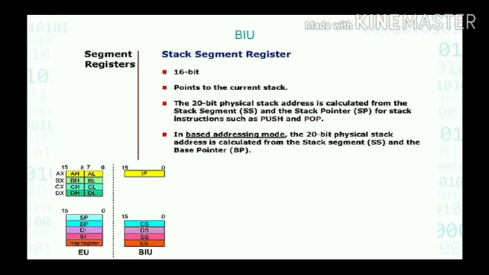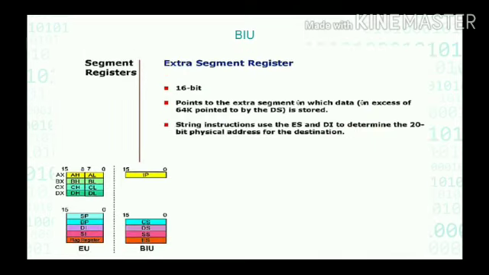Next one is extra segment register. It is also a 16-bit register, points to an extra segment in which data is stored. String instructions use the ES and DI to determine the 20-bit physical address for the destination. ES is an additional data segment which is used by the string to hold the extra destination data.